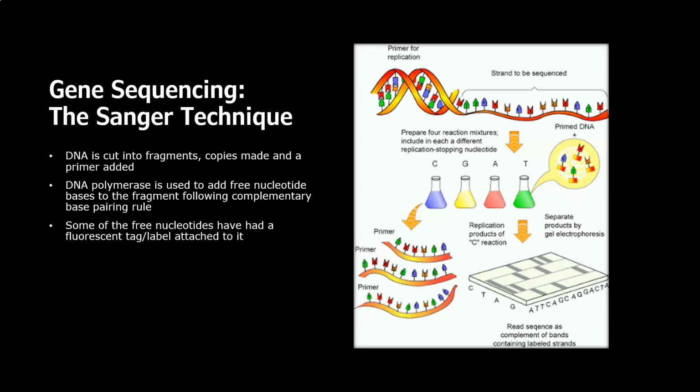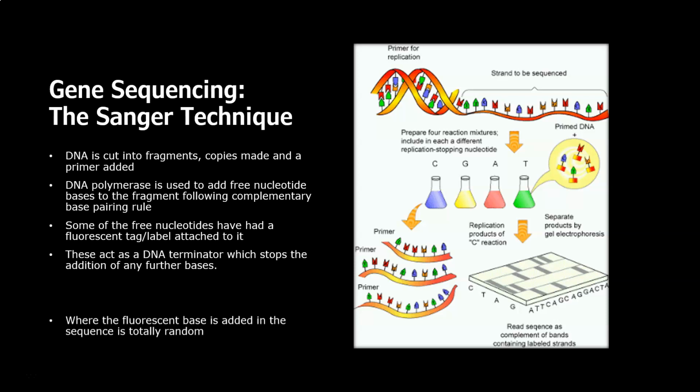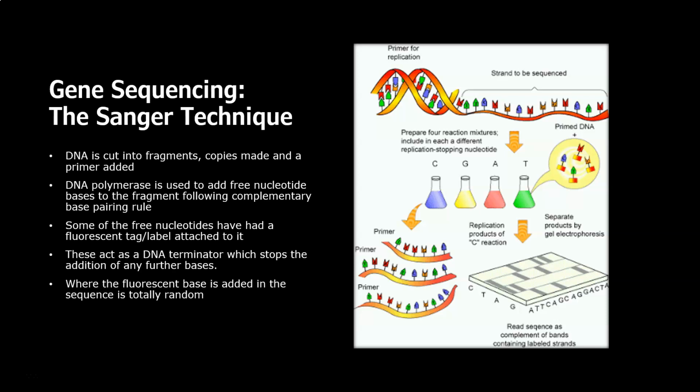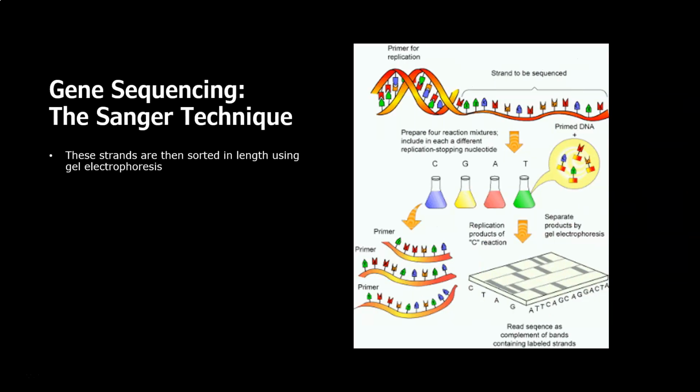Some of the 3 nucleotides have had a fluorescent tag or a label attached to them. These act as DNA terminators, which stop the addition of any further bases. Where the fluorescent base is added in the sequence is totally random. The result is a series of new strands of varying lengths ending in one of the 4 fluorescent bases. These strands are then sorted by length using gel electrophoresis, which you would have seen back in year 10.